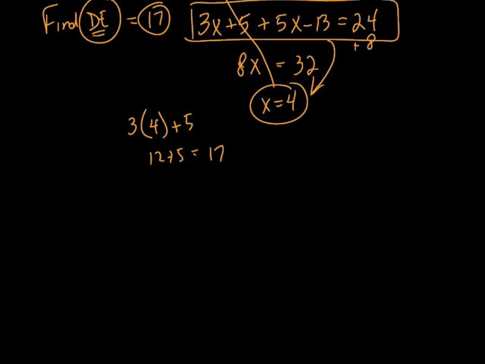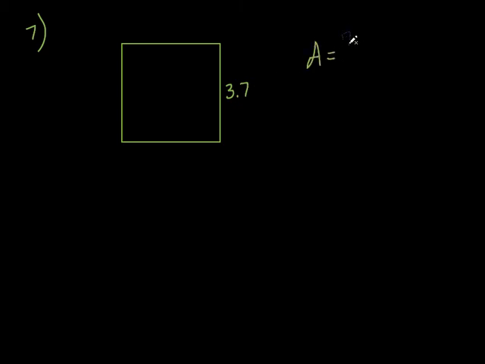Number 7. It says a square has a side length of 3.7 feet. Now, if you get confused on this, what would you draw? A square, absolutely. Now, you may not have to do this on this problem. This problem wasn't really all that difficult. But if you need to, go ahead and draw what they tell you to. So one of these sides is 3.7. The question says, what is the area? Area equals question mark.